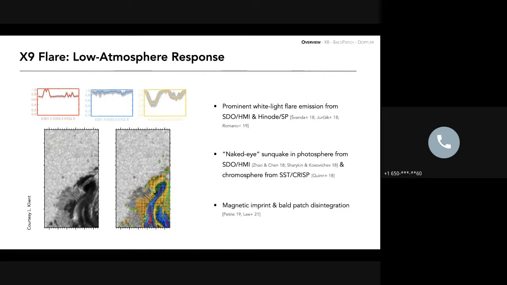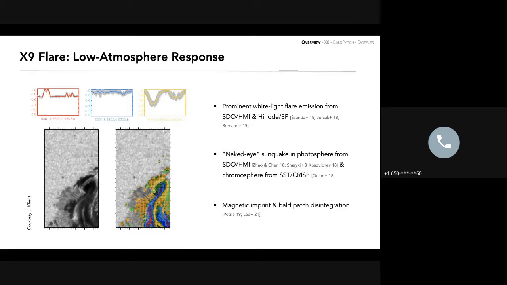Now, the X9 flare also gives some nice observations, and this one comes from the SP scan. The SP happened to be scanning the flare ribbons during the X9 flare, and as a result, it recorded some of the spectra during this white light flare. This figure is from Lucia Kleint. She did a clustering of the spectral line using a K-means method, and on the right, different colors indicate different classes of spectra of Stokes I, actually.